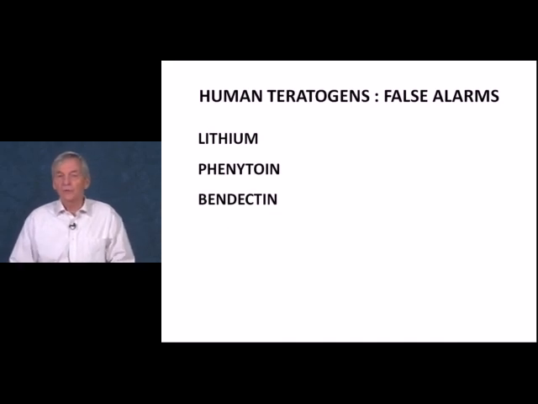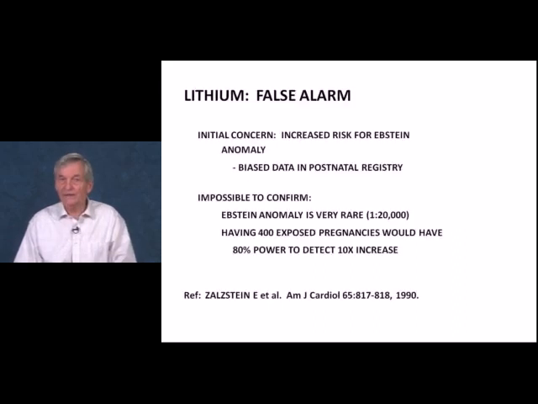There's some false alarms I wanted to bring to your attention. Many people have been taught in training that lithium produced particular problems in the right side of the heart, the Epstein anomaly. This came from a post-natal registry. It was biased. It emphasized these abnormal outcomes because women were invited to report findings in their babies after they'd been born. It's a rare outcome. It'd be impossible to prove because it's so rare and be very difficult to find enough cases to ask the question.